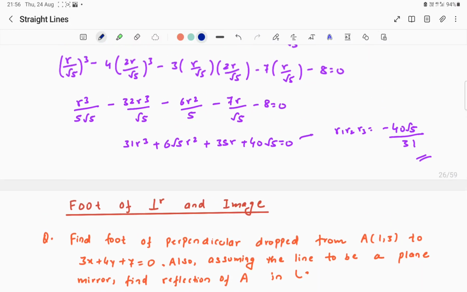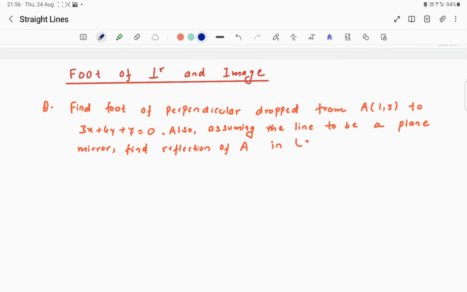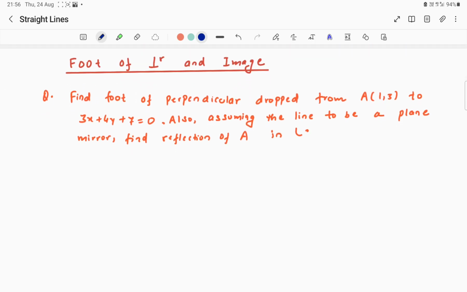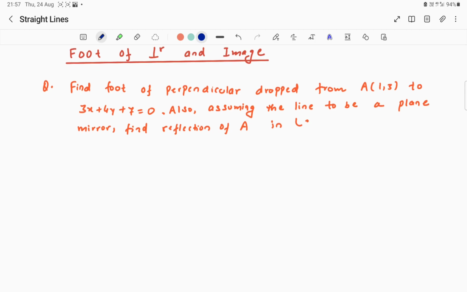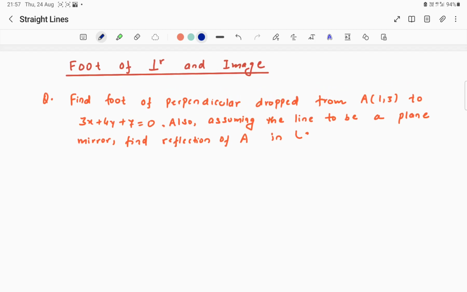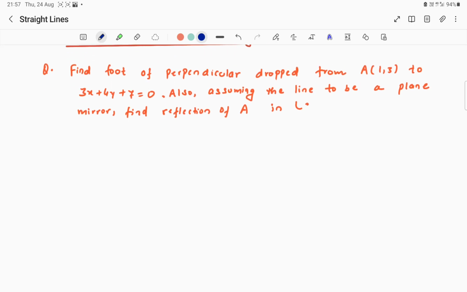I hope you are clear with the last question. Now we are going to the next concept, that is foot of perpendicular and image. This topic is important from the CBSE perspective as well as mains, because sometimes questions have been asked related to this. We learn two methods. One is the conventional method, and we will also see a shortcut to find the foot of perpendicular and image. Let's try to understand what it is.